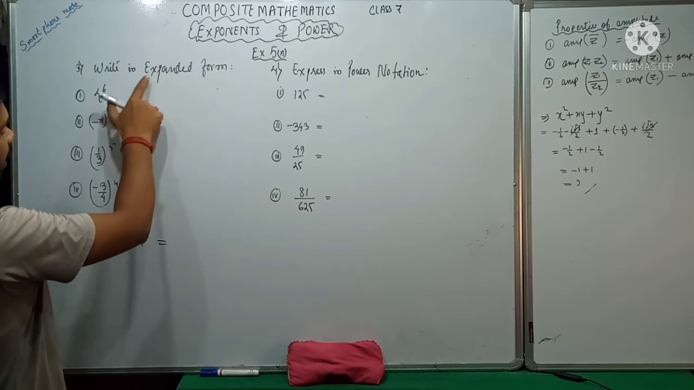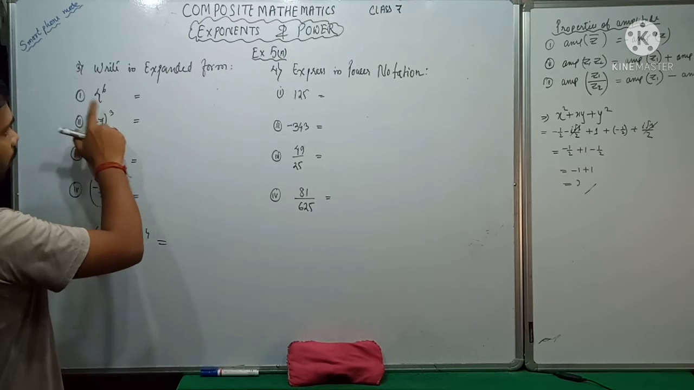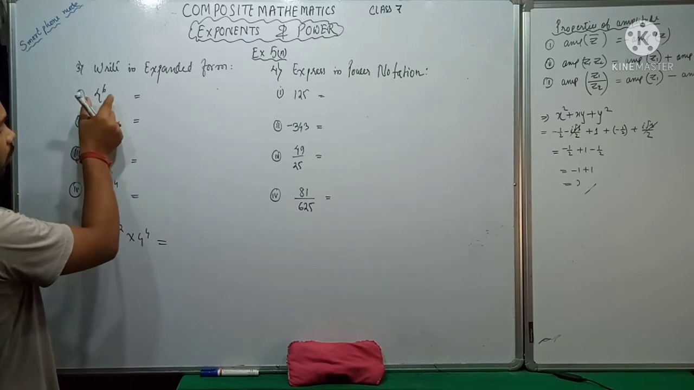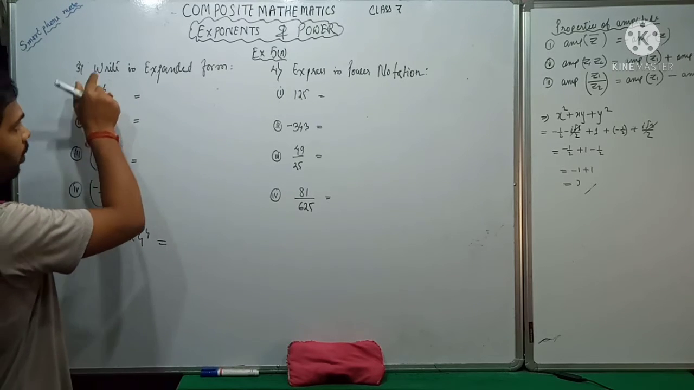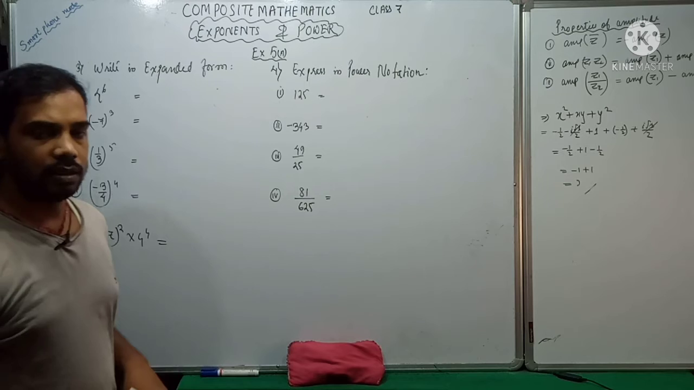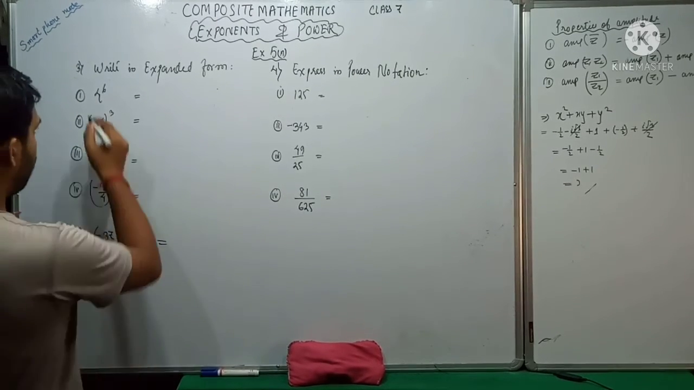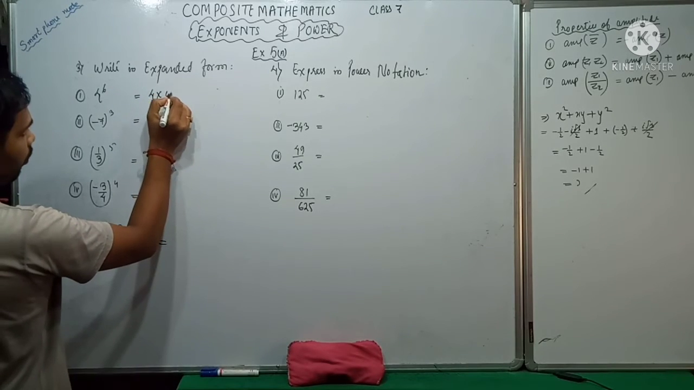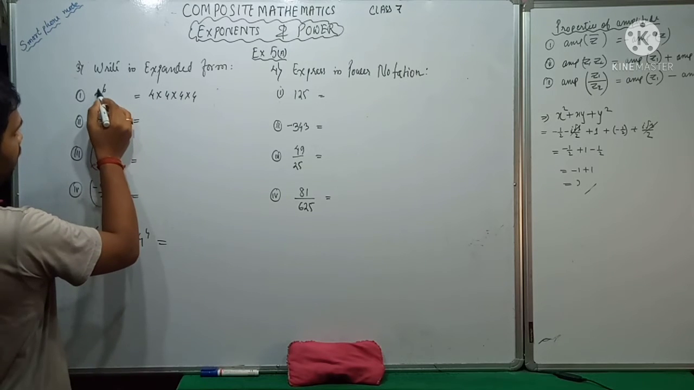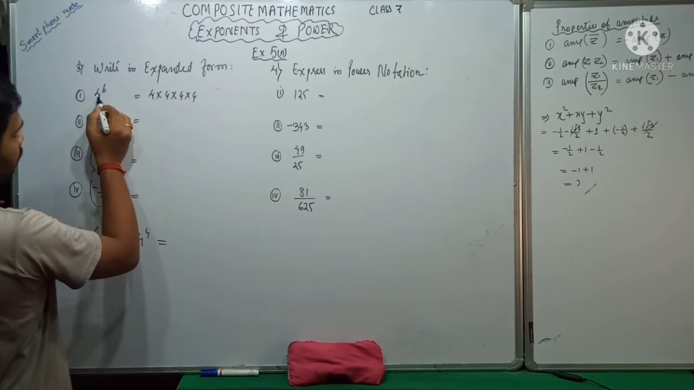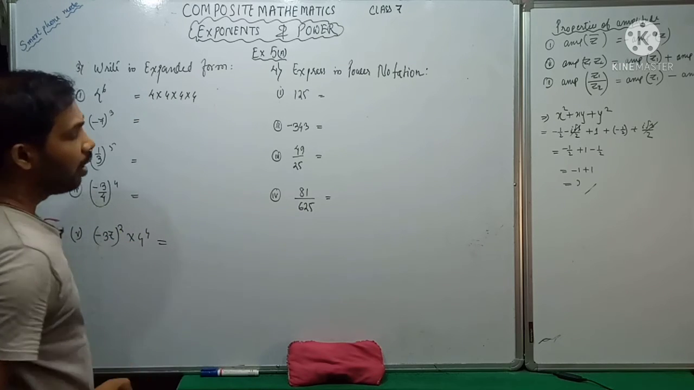See, expanded form. In the last question we have seen that we converted from expanded form to exponential form, and now it is asked to convert from exponential form to expanded form. So it is not so hard, it is easy only. So how will we do it? You see, it is 4 power 6. So you can write 4 into 4 into 4 into 4. So you see, this number shows which number I have to multiply, and this number, the power, shows how many times I have to multiply.